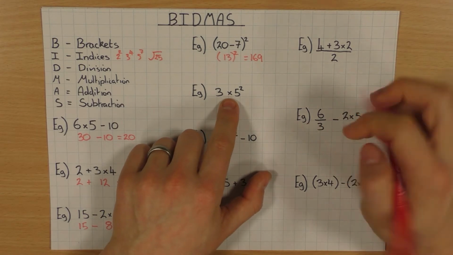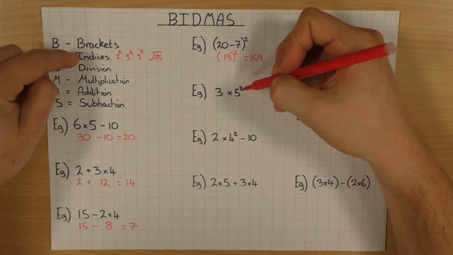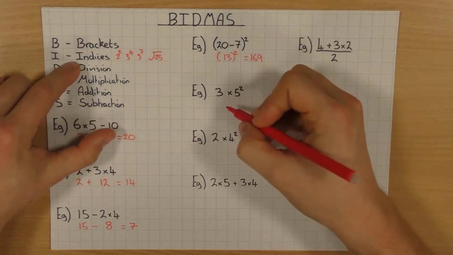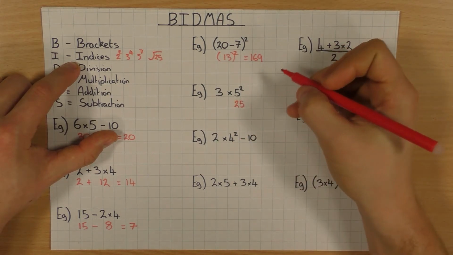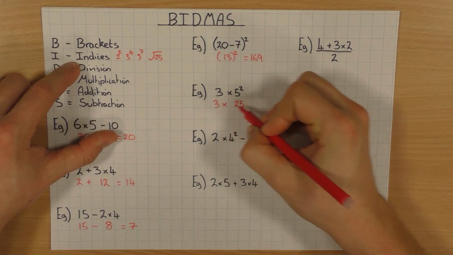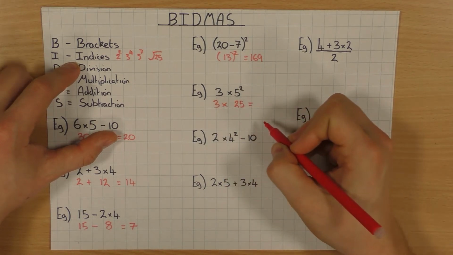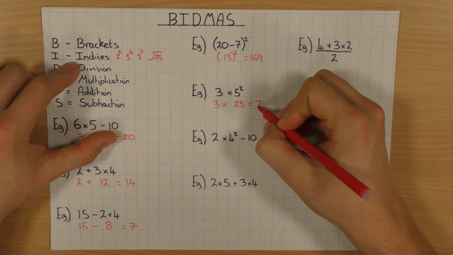Next one, I've got a multiplication and I've got some indices. So indices comes before multiplication, so I need to do that first. 5 squared, meaning 5 times 5, is 25. Then I can bring the rest of it down and finish it off with my multiplication. 3 times 25 is 75.